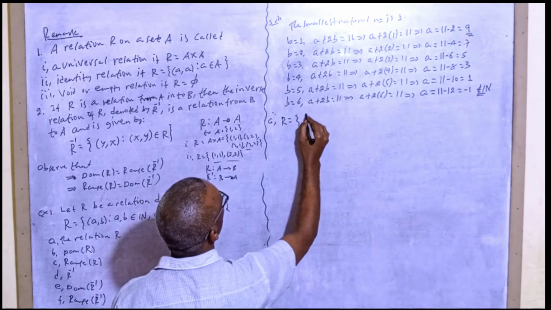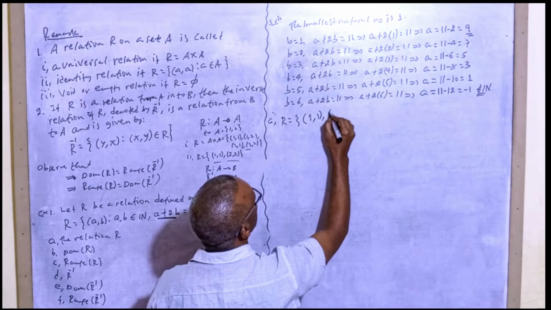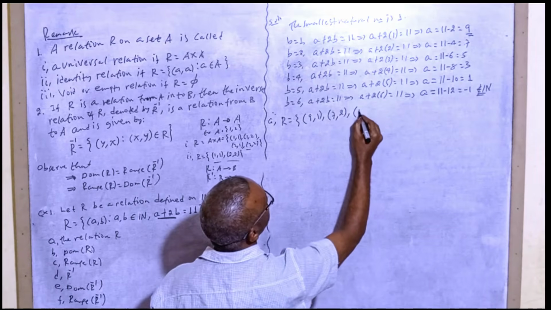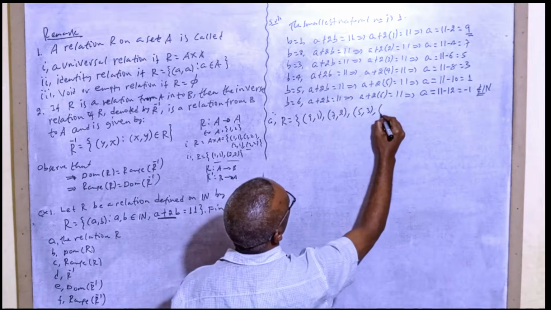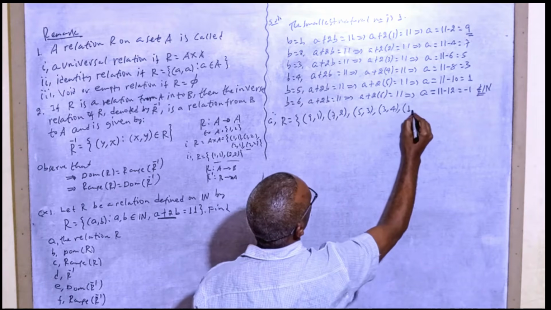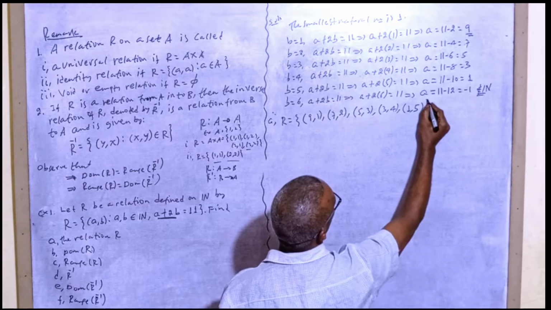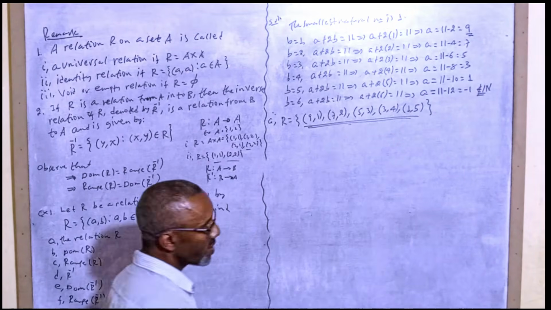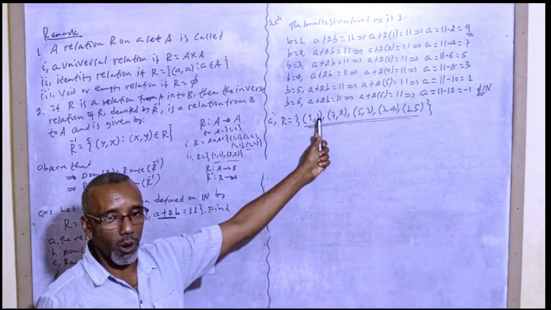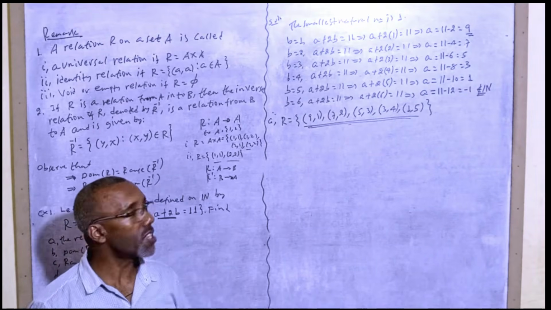our relation is defined as the set containing (a, b). When a is 9, b is 1. When a is 7, b is 2. When a is 5, b is 3. When a is 3, b is 4. When a is 1, b is 5. Since a cannot be negative 1, b cannot be 6. So our relation is the set containing (9,1), (7,2), (5,3), (3,4), (1,5).